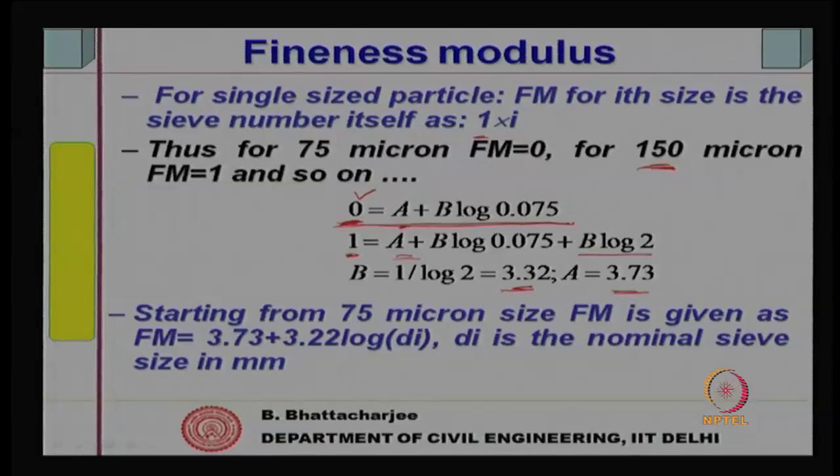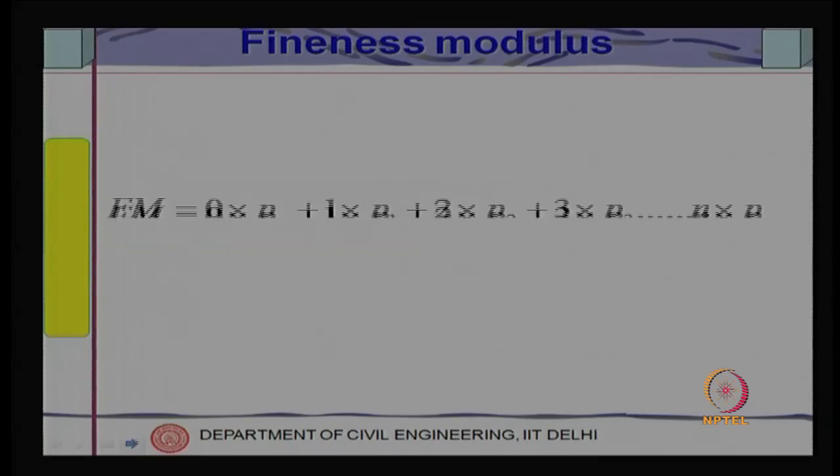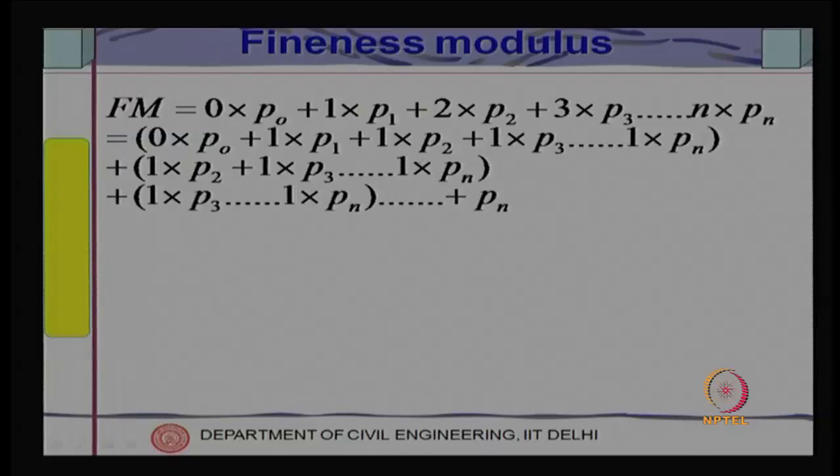So, starting from 75 micron size, FM is given as 3.73 plus 3.32 log Di, where Di is the nominal sieve size in millimeter. For any size, you can find out fineness modulus like this. And for a combination, fineness modulus is given by the formula, as we have seen.